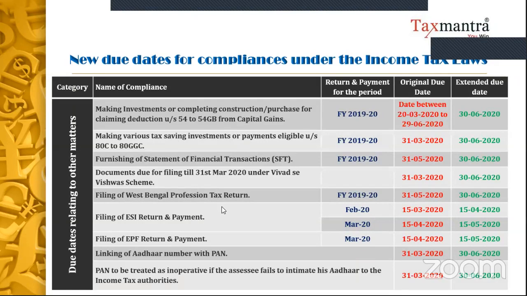Linking of Aadhaar number with PAN, the due date earlier was the 31st of March. Now it has been extended to 30th of June.